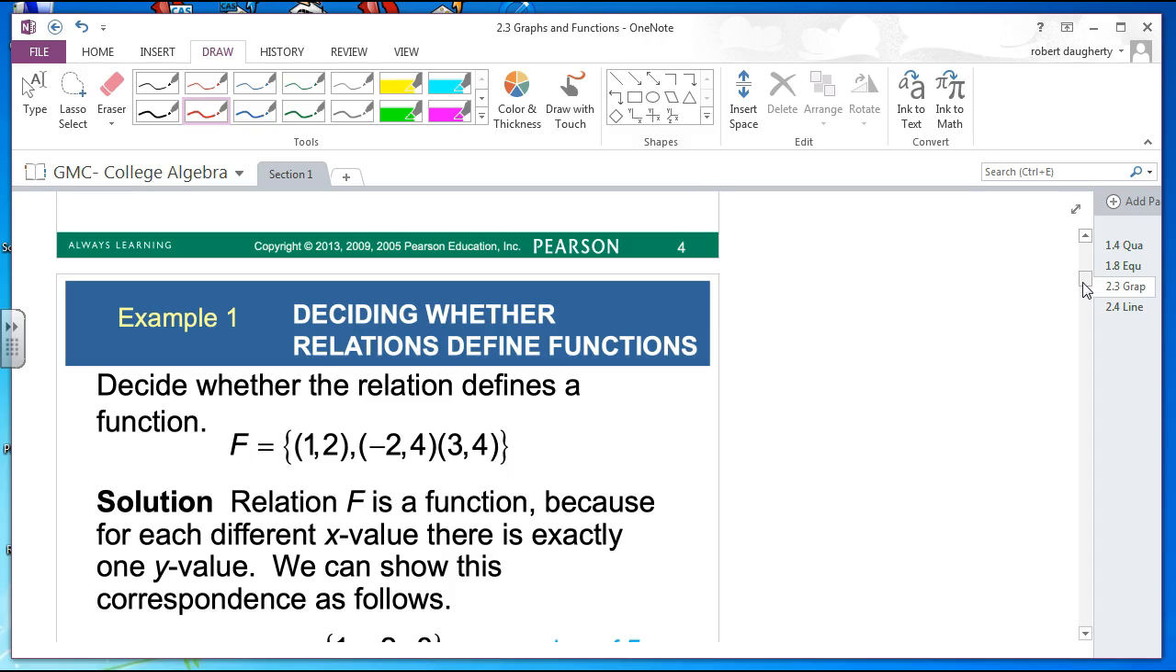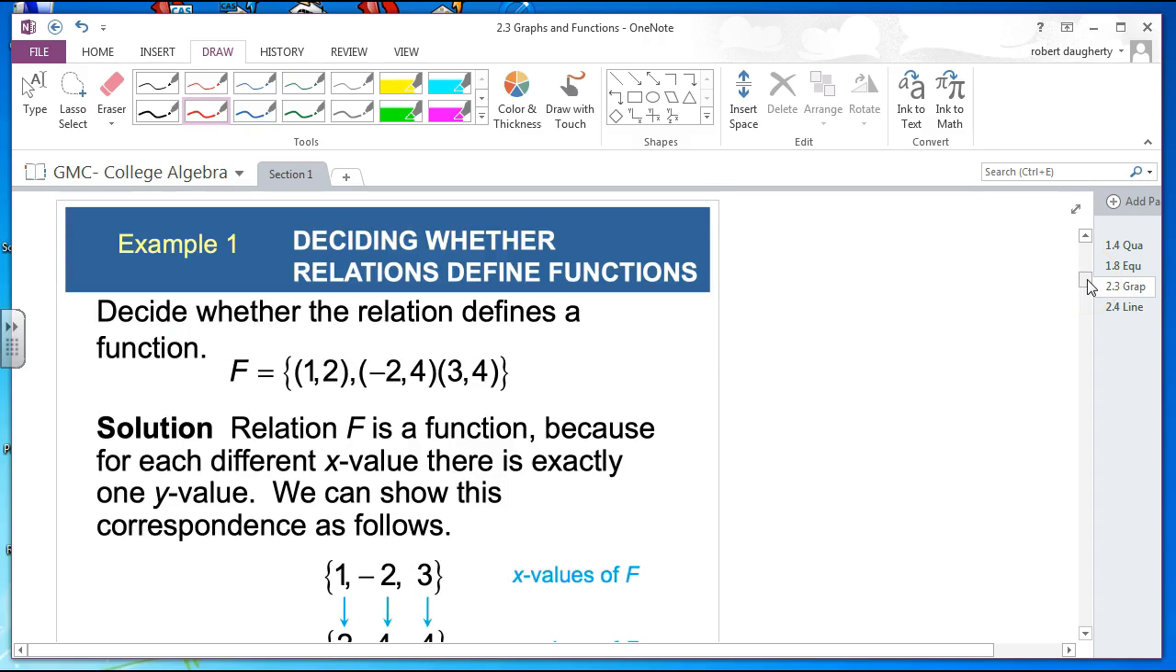So let's look at this relation F. F is defined with these three ordered pairs. Now, a relation is a function if for each x value, we only get one y value back. In this case, 1 gives you a 2, -2 gives you a 4, 3 gives you a 4. So for every x value, you're only getting one specific y value. What you're really looking for is, are any of my x values repeated? I have all unique x values, so this is going to be a function.